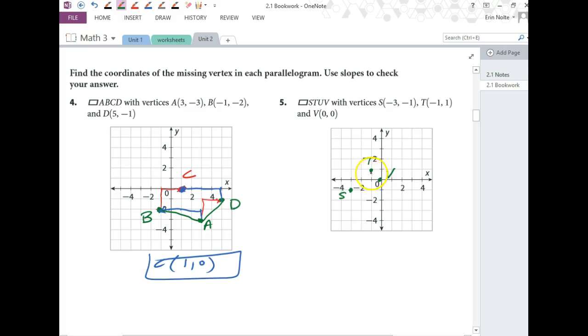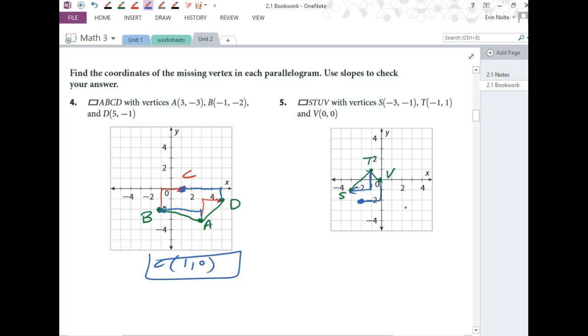Okay, so how would I get there? What's one way to get there? From S to T. So can I actually go from, yeah, T to S. T to S. So I would go down 2, left 2. Because I would want to take that from V, right? So down 2, over 2. So it'd be right there.